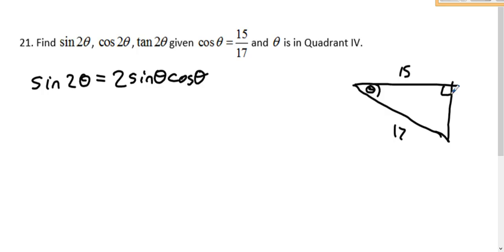That is a Pythagorean triple. You could just use the Pythagorean theorem and solve it out. You get 8. So that means that sine theta is 8 over 17. And since it's in quadrant 4, that also means that sine is negative.